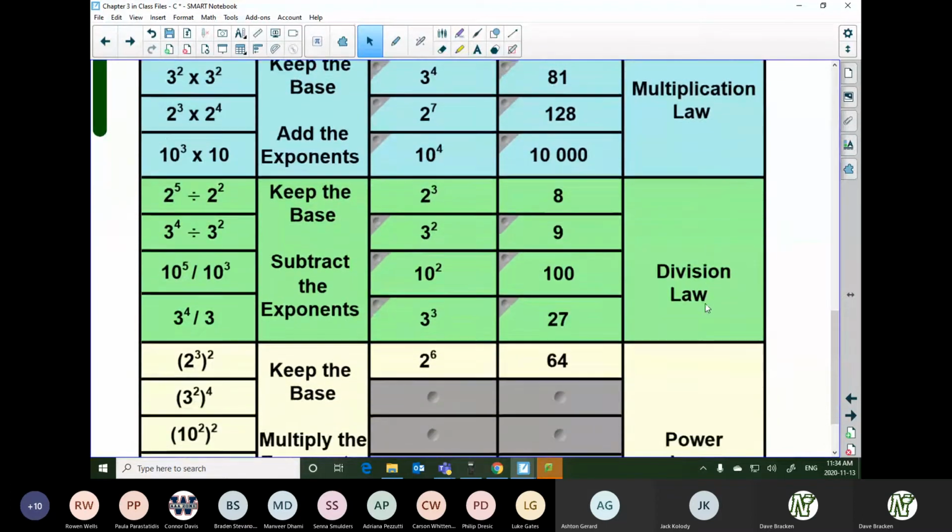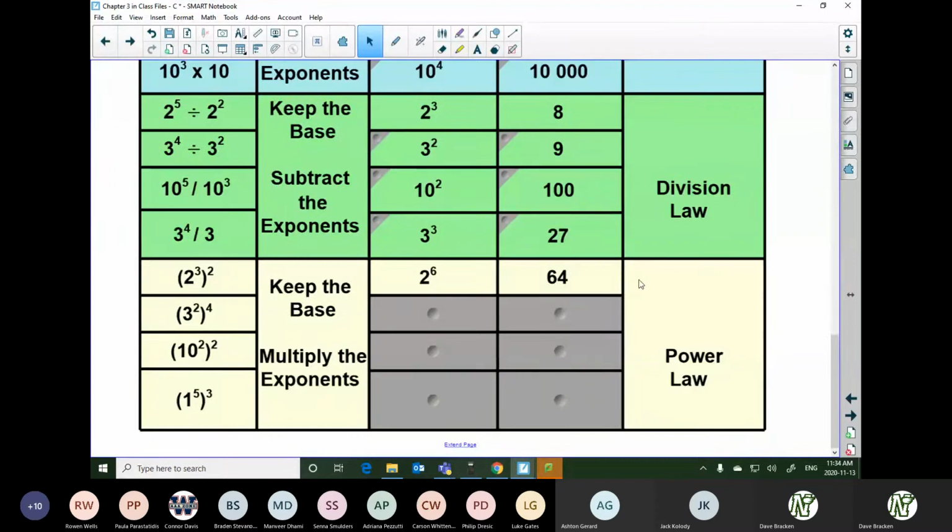All right, we're almost done. Last one here. This says keep the base. Well, we have to because there's only one base. Do you see how there's 2 exponents, but only the 1 base? So keep it. And it looks like we multiply the exponents here. So the first one, 3 times 2 is 6, and then 2 to the power of 6 is 64.